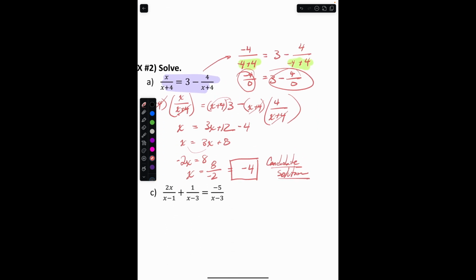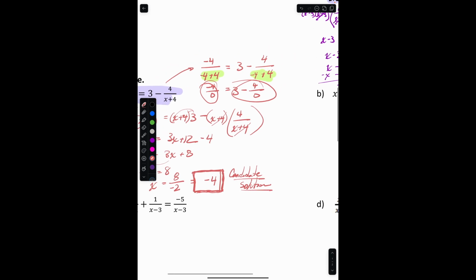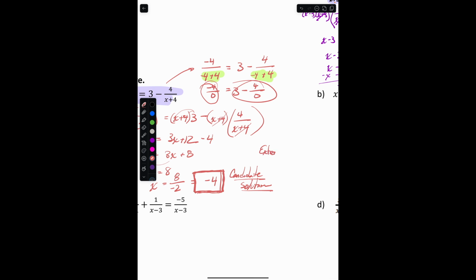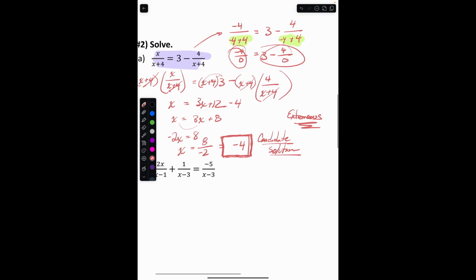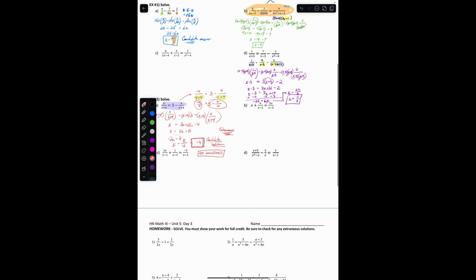So although our algebra showed us that we had negative 4 as a candidate solution, if there's a solution to this, we have found it in this little box. But that candidate solution is not a solution of the equation. It is what we call an extraneous solution. So the true answer, the solution to this problem, is that there are no solutions. We found one candidate, but it does not work. Is there another good one I can show you?